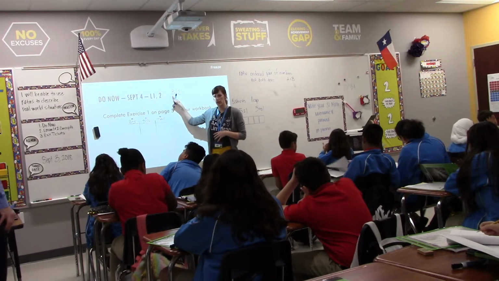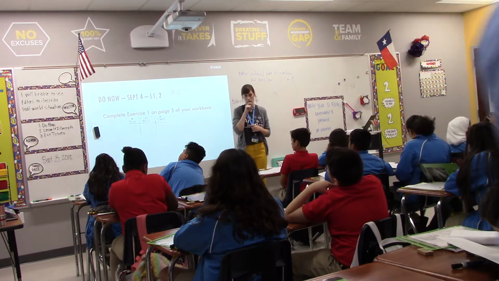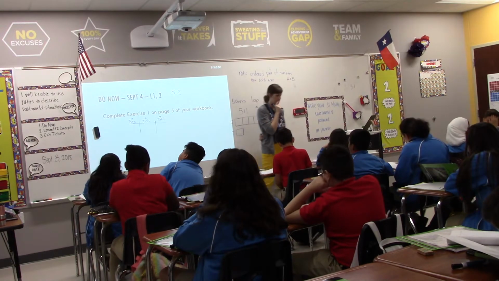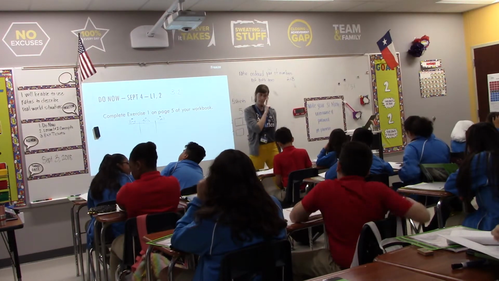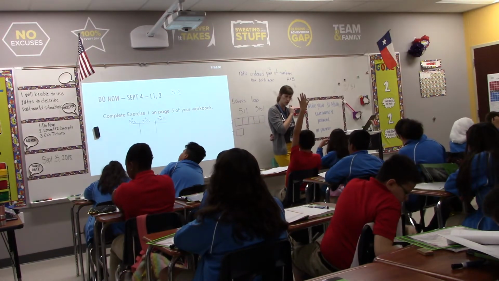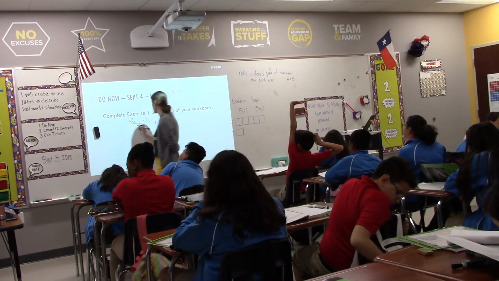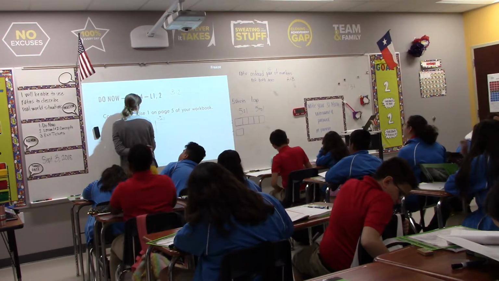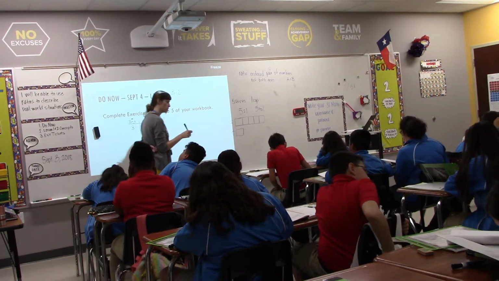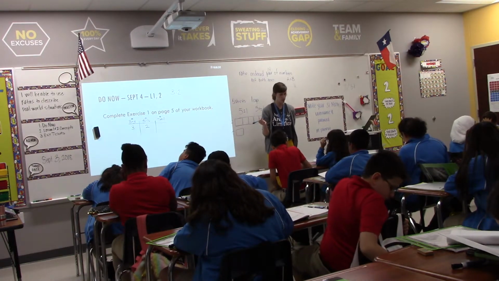How many boys should I start with? And how many girls should I start with when I draw my table? 3 boys and 2 girls, because the ratio is boys to girls, and it's 3 to 2. Perfect.